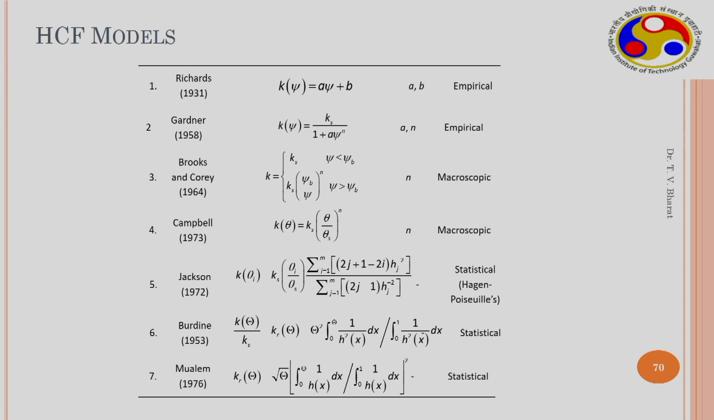If you look at the different available models, the old one is Richards' model, which is as old as 1931. The model is a linear assumption: the hydraulic conductivity is inversely linearly dependent, a simple linear equation A psi plus B. This is a simple empirical equation, and Gardner in 1958 gave an expression which uses saturated hydraulic conductivity, Ks by 1 plus A times psi to the n. A and n are empirical parameters.